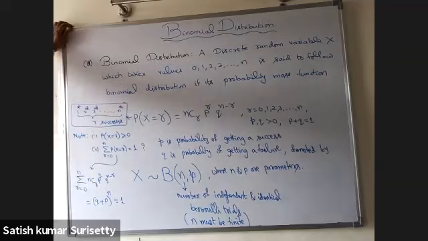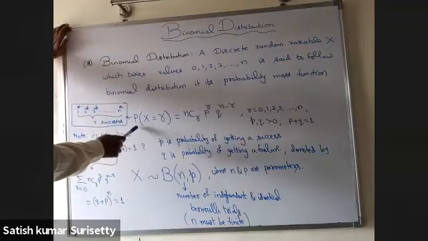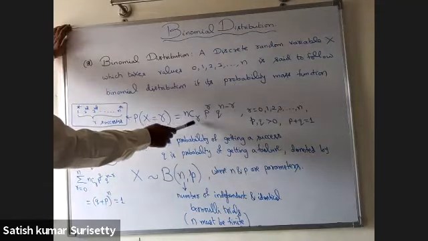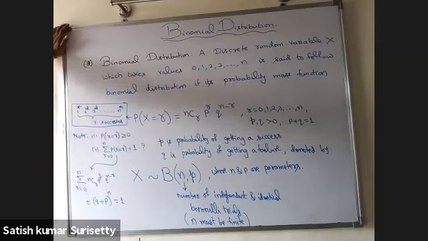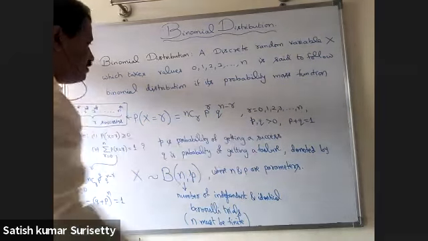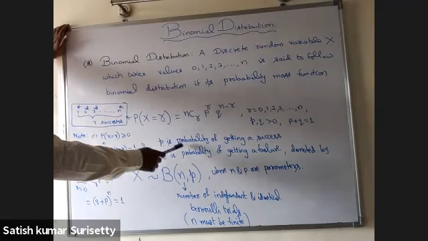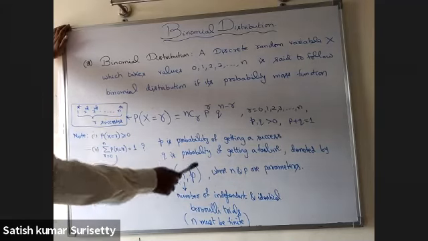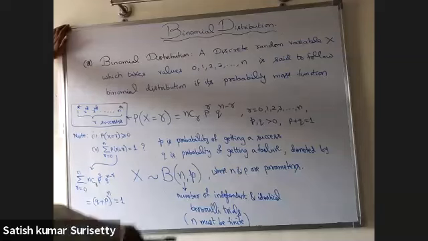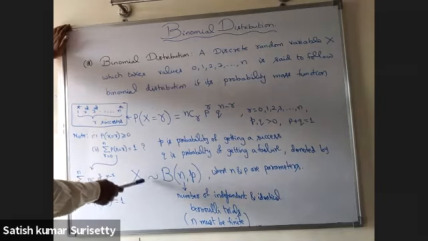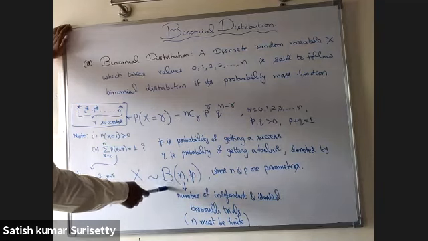Binomial distribution. A discrete random variable X which takes values 0, 1, 2, 3, and so on up to n is said to follow a binomial distribution if its probability mass function, that is P(X = r), is nCr p^r q^(n-r), where r equals 0, 1, 2, 3, and so on up to n, such that p and q are positive and p plus q equals 1. Here p is the probability of getting a success and q is the probability of getting a failure. If the random variable follows a binomial distribution, it is written as X ~ B(n, p).